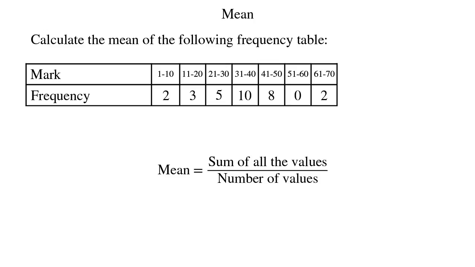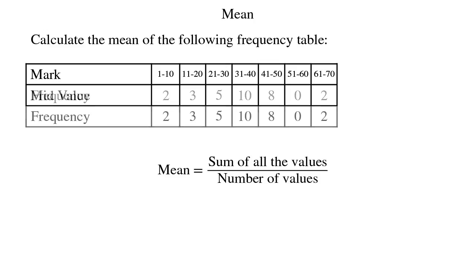Let's take the first column. There are two results in the 1 to 10 group. We don't know what those actual values are, so we're going to represent that group by its mid value. Let's add another row to our table for the mid values of each group and work them out.